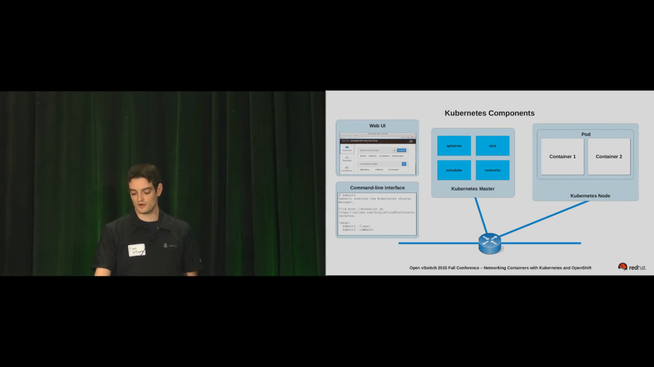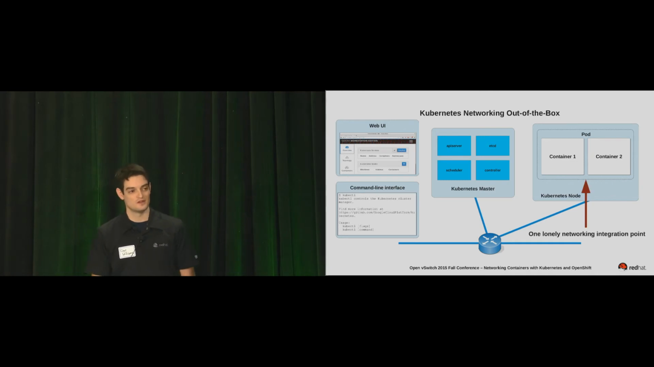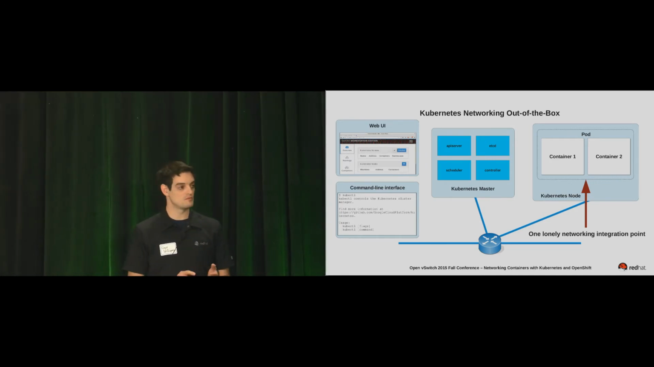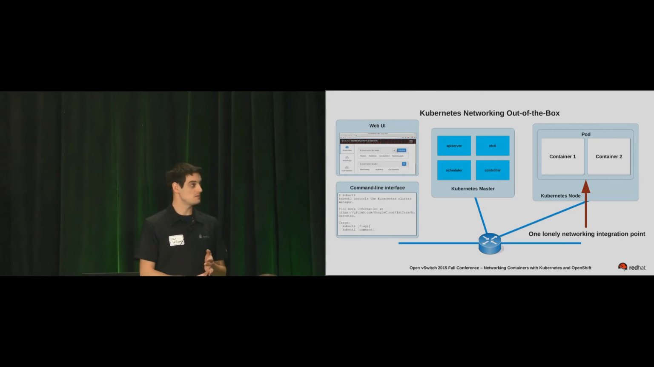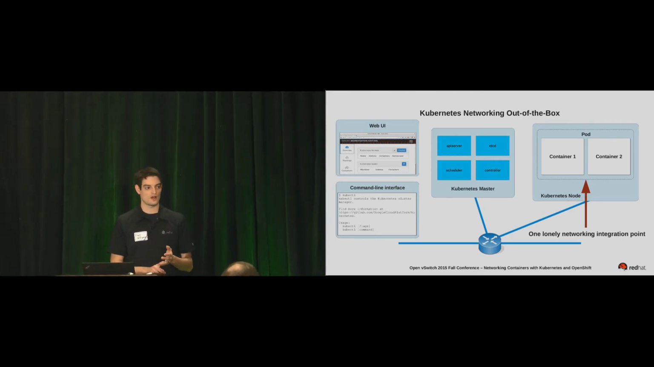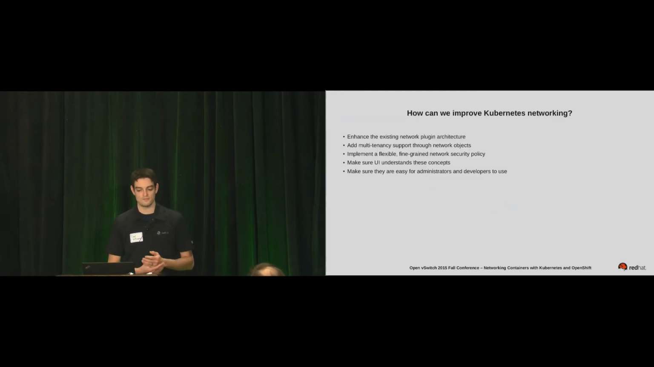So how does this relate to networking? Well, it turns out that we actually only have one networking integration point right now in Kubernetes, and that's on the Kubernetes node. And that only happens when pods are set up and torn down. This is obviously a little bit limiting. So how can we improve on that? That's one of the things we're working on in the networking team at Red Hat.